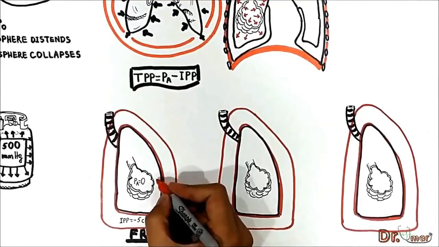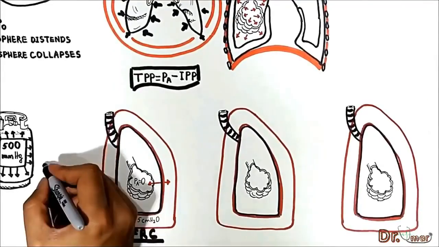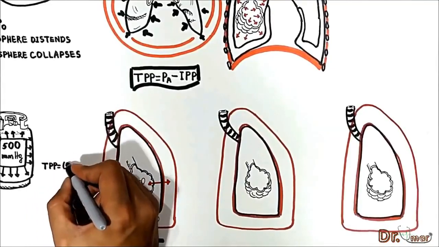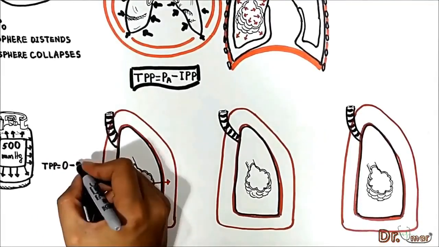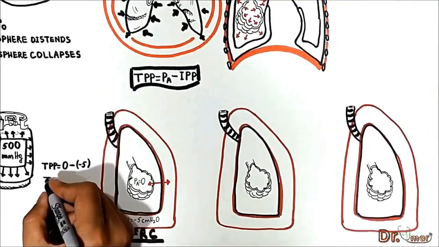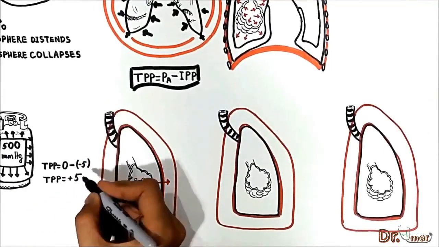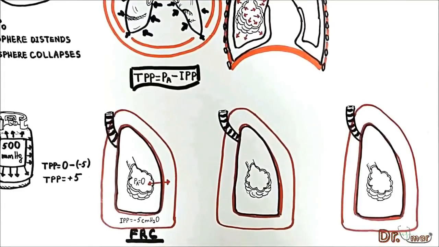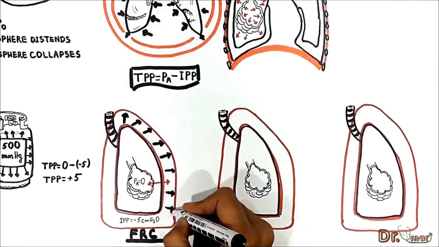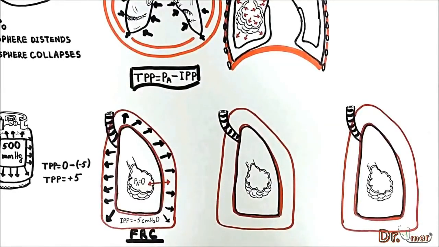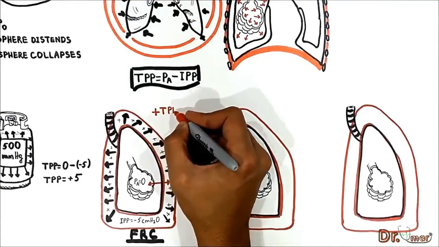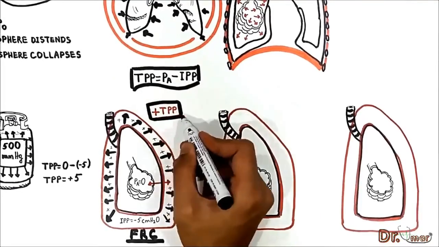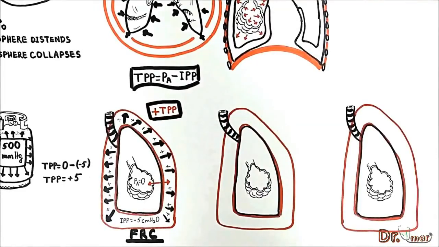Transpulmonary pressure will be the pressure across the lung's wall. It is alveolar pressure, which is 0, minus negative 5, which is intrapleural pressure. So this equals plus 5, because subtracting a negative turns into an addition. Transpulmonary pressure of positive 5 is a net force distending the lung, which in turn keeps the alveoli open. This was about transpulmonary pressure, which again is the force that holds the lung and alveoli open even after maximal expiration.